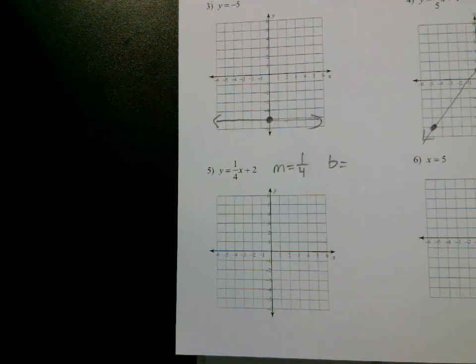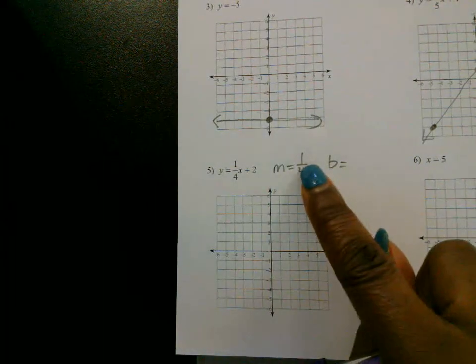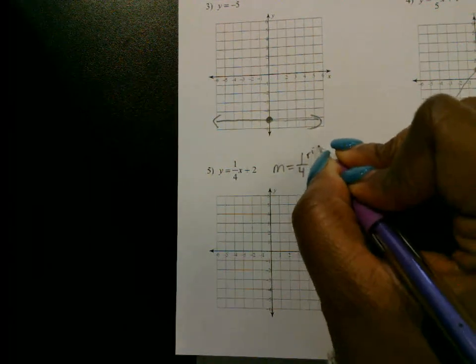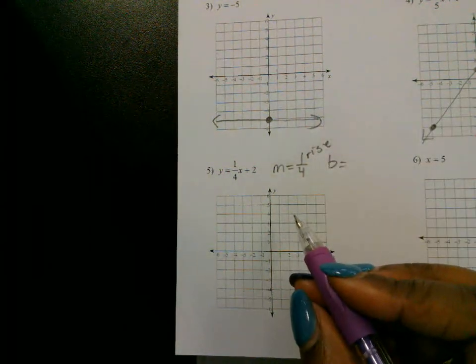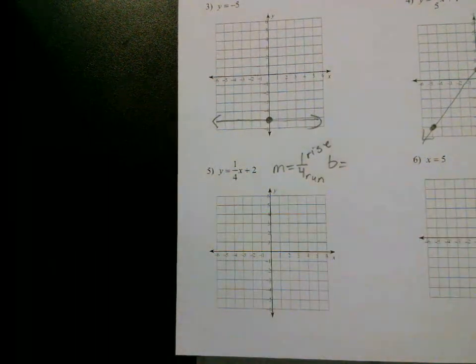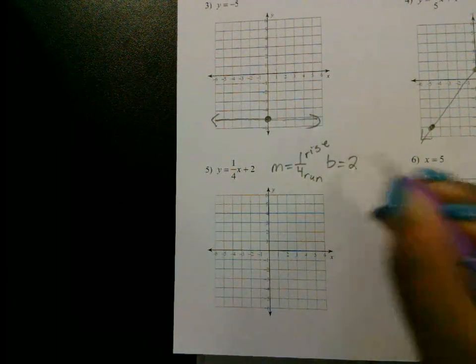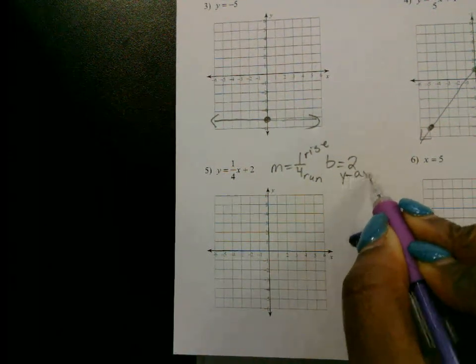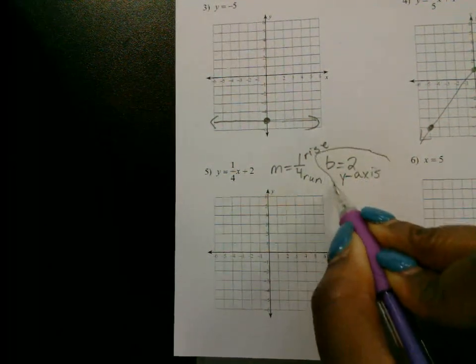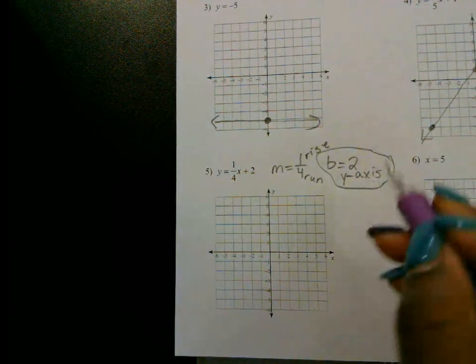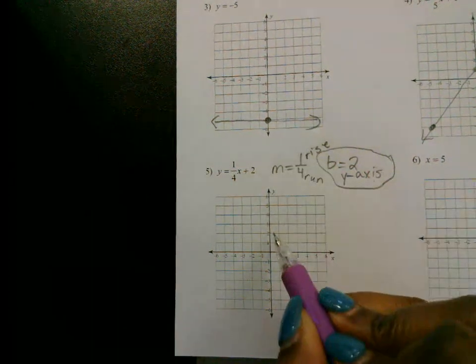You sure? Okay. What do we label this top number as? Rise. What do we label the bottom number as? Run. Very good. What's going to be our B? 2. We're going to graph B on which axis? The y-axis. So find 2 on the y-axis right here.